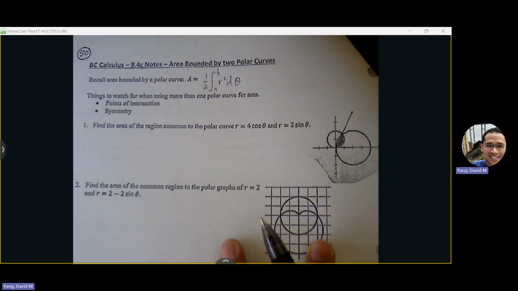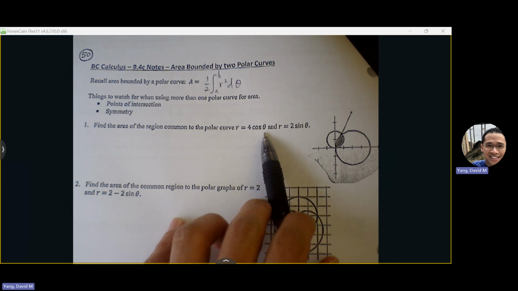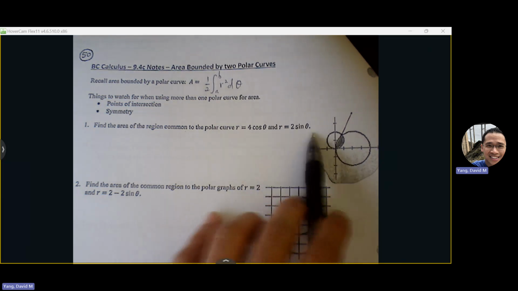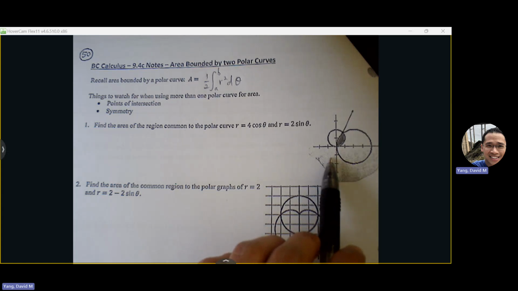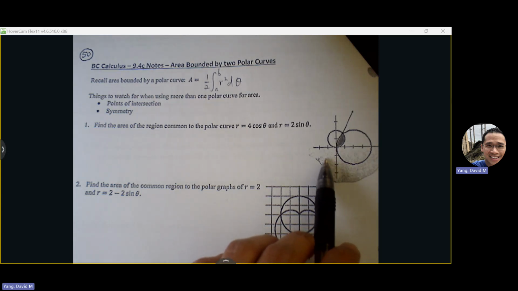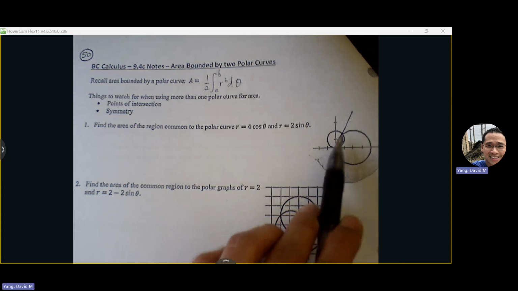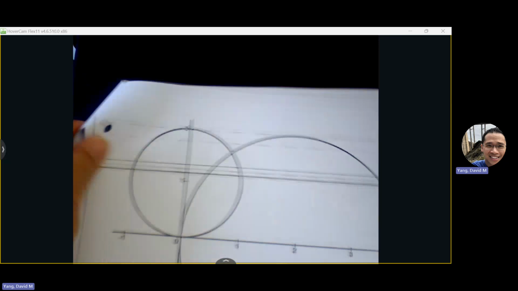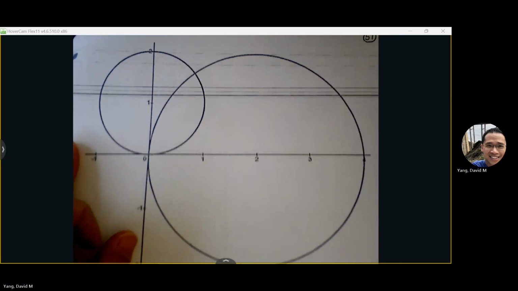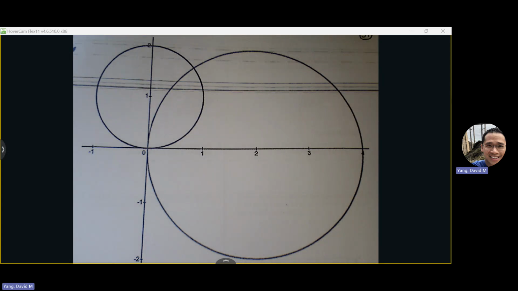So number one, find the area of the region common to the polar curves r equals 4 cosine theta and r equals 2 sine theta. Now, I wanted to blow this graph up so that I can show you all the different parts of arriving at this area. So I put this graph on the next page, page 51. I filled up the whole page here so that it feels a little easier to talk about these graphs. So page 51.